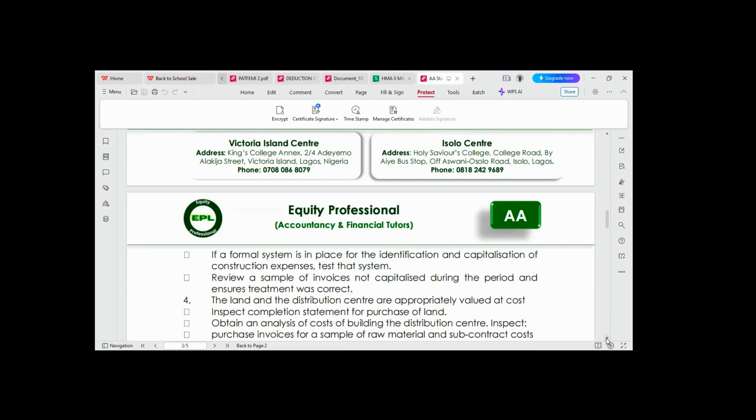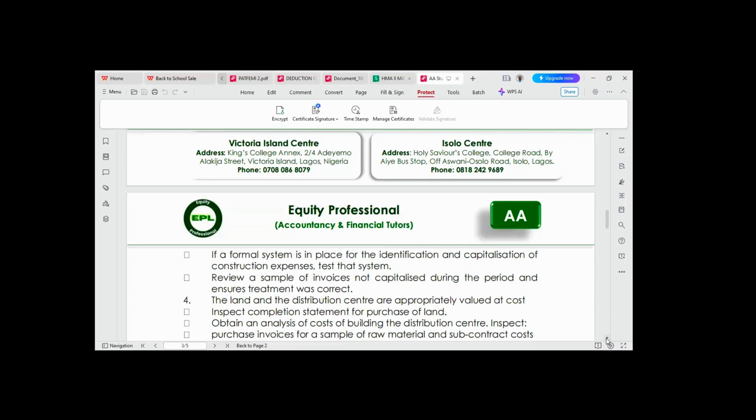Another thing that we also ask management for, as per this, is to review examples of invoices not capitalized during the period and ensure the treatment was correct. So all those things, for example, the one I gave just now: let's say they bought a helmet or they bought safety boots, okay? All those ones will not be capitalized. Then the other area: the land and the distribution center are appropriately valued at cost.